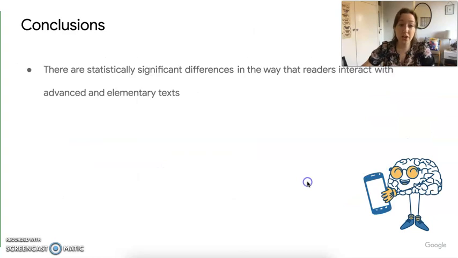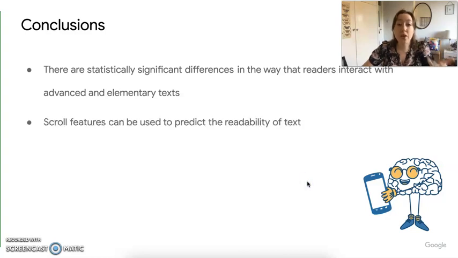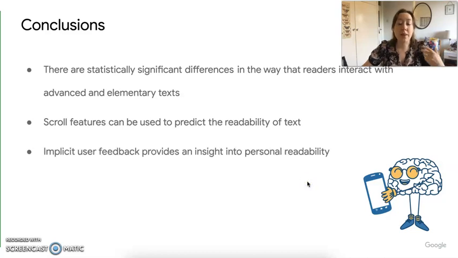And so to conclude, there are statistically significant differences in the way readers interact with text at different levels. Scroll features can be used to predict the readability of text. And implicit user feedback, or the way people interact with text as they read, gives us an insight into how readable a text is for them as an individual.